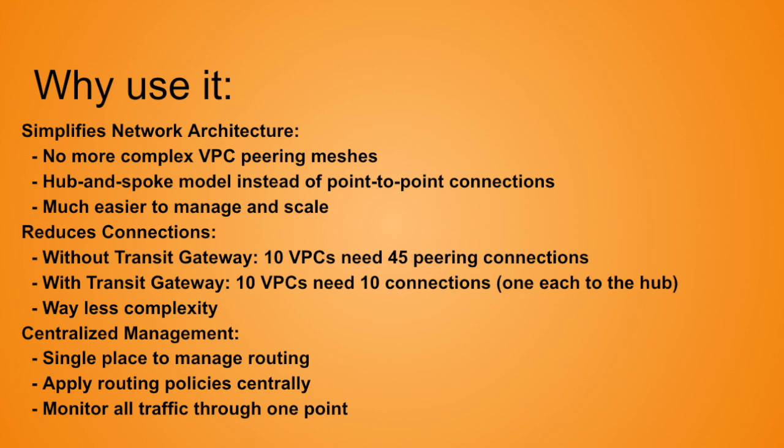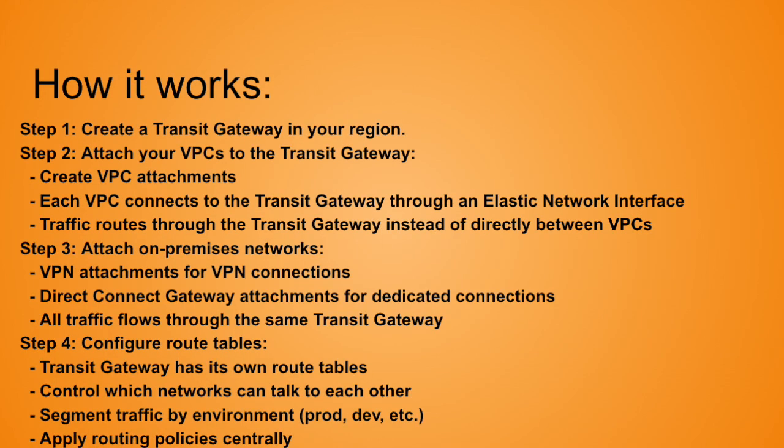So you'd use it because it simplifies network architecture by giving you no more complex VPC peering meshes, a hub and spoke model instead of point-to-point connections, and it's much easier to manage and scale. It reduces connections: without transit gateway, 10 VPCs need 45 peering connections, and with transit gateway, 10 VPCs need 10 connections. Way less complexity. Centralized management, so a single plane to manage routing, and you apply routing policies centrally, and you can monitor all the traffic through one point.